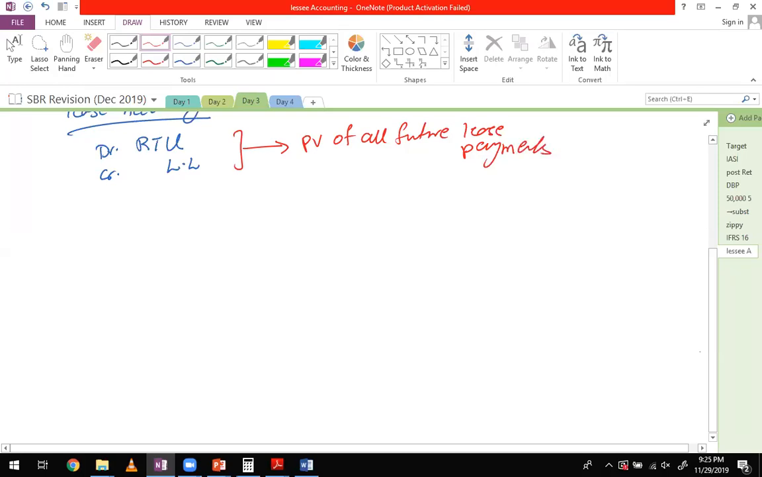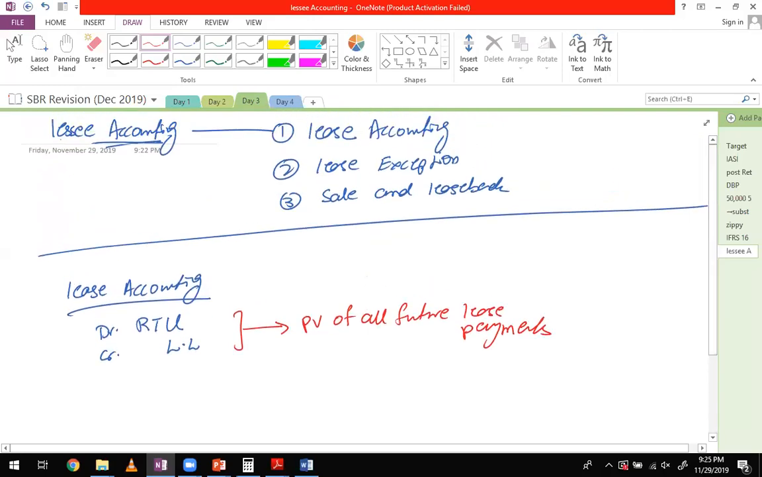Hannah is asking, in which books are we? Hannah, we are in the lessee's financial statements right now. So we are talking about lessee's perspective.